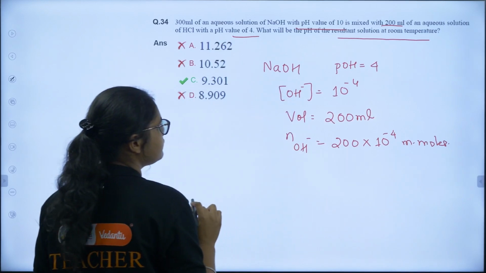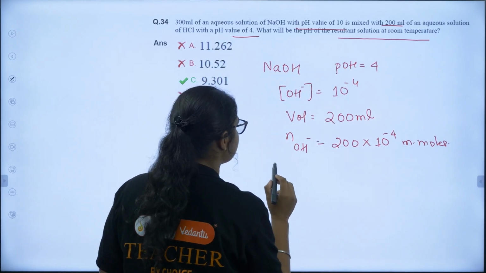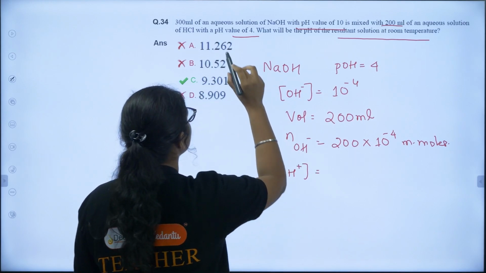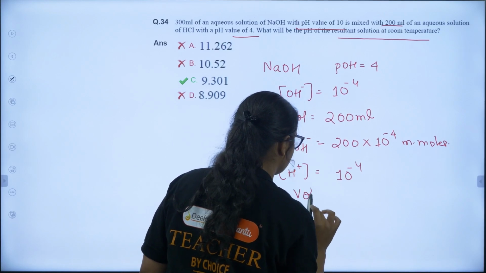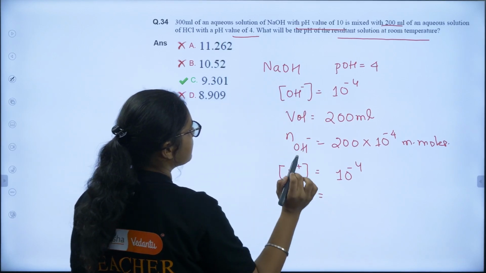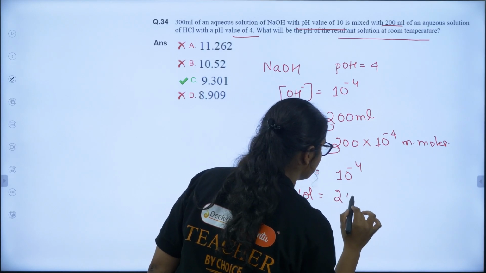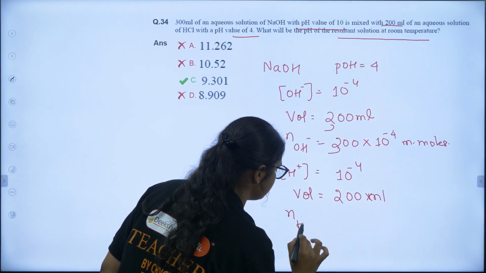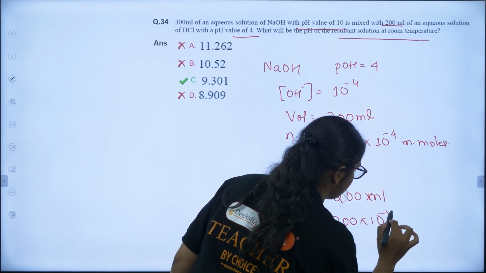Now, if you see for H plus, we have this pH of 4, so for H plus it will become 10 to the power of minus 4, and the volume given is how much? 200 ml. Sorry, this was 300 ml. So we'll get 200 into 200 ml, and if I want to calculate the number of moles of H plus, it will be 200 into 10 to the power of minus 4.